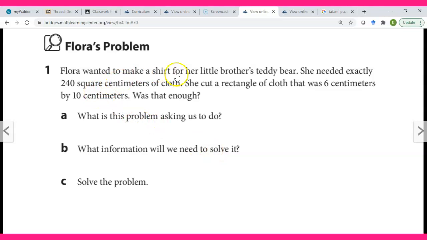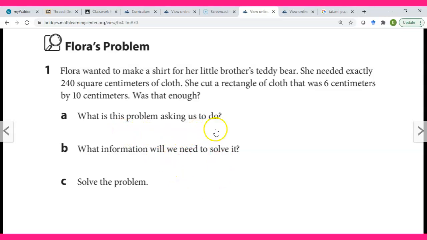Flora wanted to make a shirt for her little brother's teddy bear. She needed exactly 240 square centimeters of cloth. She cut a rectangle of cloth that was 6 centimeters by 10 centimeters. Was that enough? Think about that in your head. 6 times 10, was that enough? We're going to do this in Zoom today.